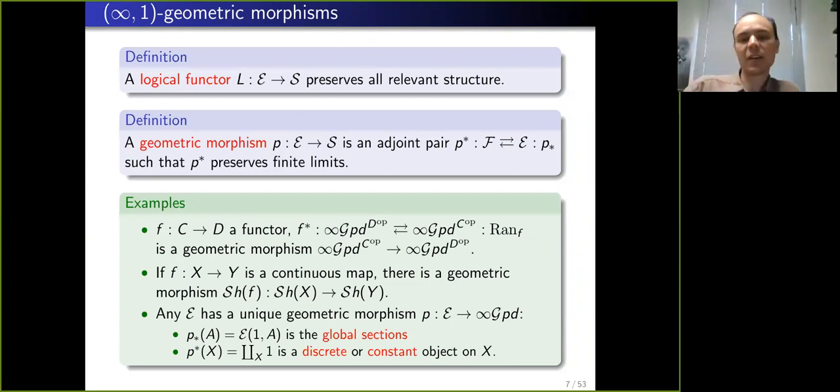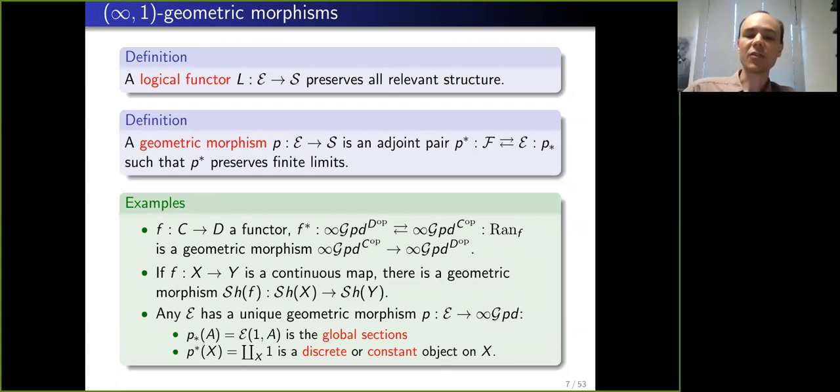And these appear all over the place when we look at these examples. For instance, a functor between small categories induces a geometric morphism between their presheaf toposes by right Kan extension and restriction. A continuous map of topological spaces induces a geometric morphism in the same direction between sheaf toposes.